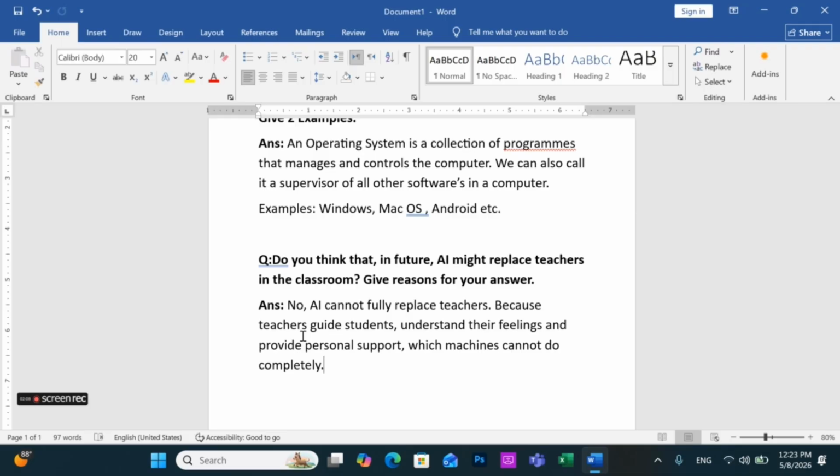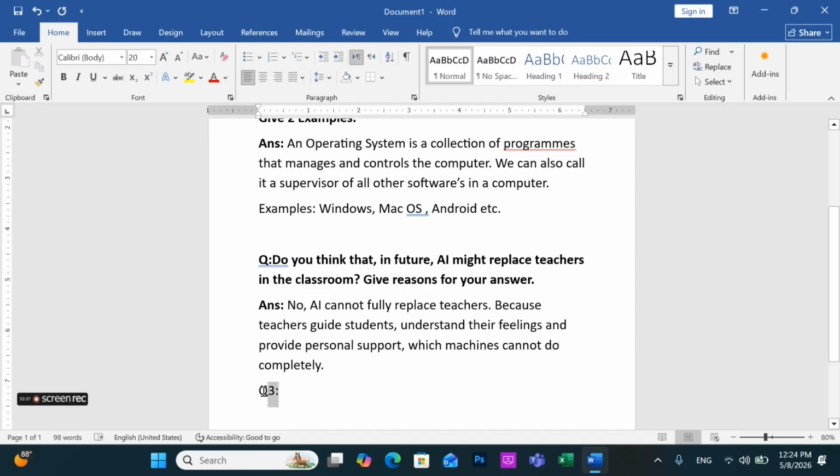ठीक है, हम हमारे अंदर feelings हैं, हमारे अंदर emotions हैं, और हम किसी दूसरे के emotions और उसके feelings को भी understand कर सकते हैं. And we can provide personal support. हम personal support अगर किसी बच्चे को चाहिए होती है, then we can give them any type of personal support, which machines cannot do. ठीक है, जो machines नहीं कर सकते because they don't have any type of feeling, any type of emotions. Okay, so this is your question number 2 for today's lesson.